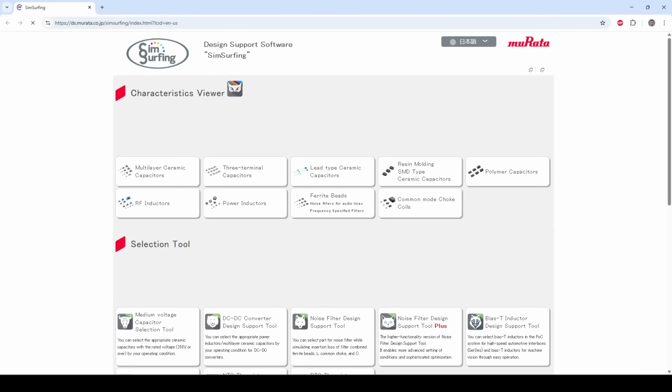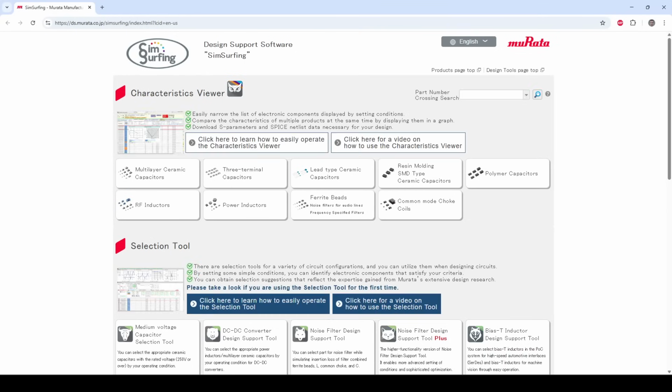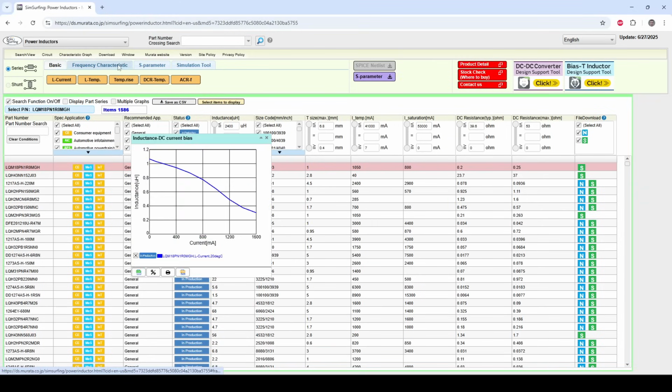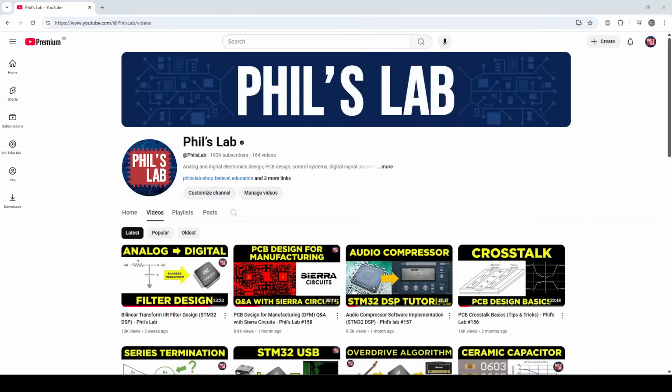I'd strongly suggest using vendor-supplied tools. For instance, for Murata, they have SimSurfing, which we've previously seen in some videos on multilayer ceramic capacitors, but they also have SimSurfing for power inductors as well as RF inductors. And these tools are super helpful for weeding out inductors which might be suitable for your application. Here you can choose an inductor, plot the derating curves, plot frequency characteristic curves, and much, much more. So rather than just going by nominal values, please ensure that you go into a bit more detail depending on your application.